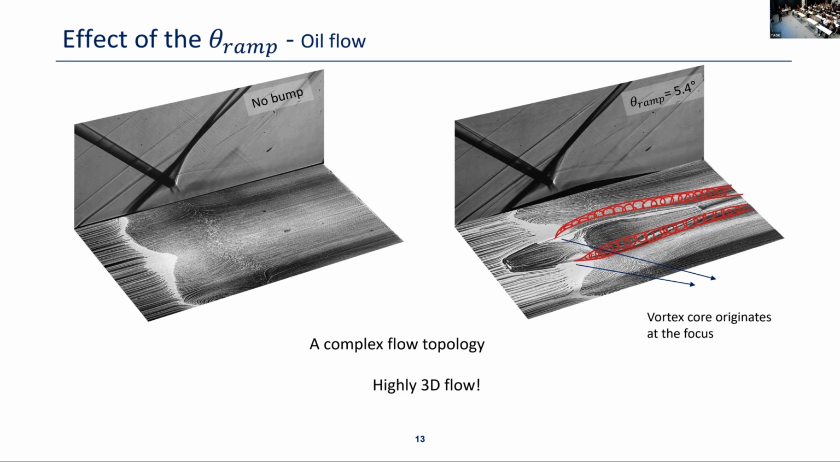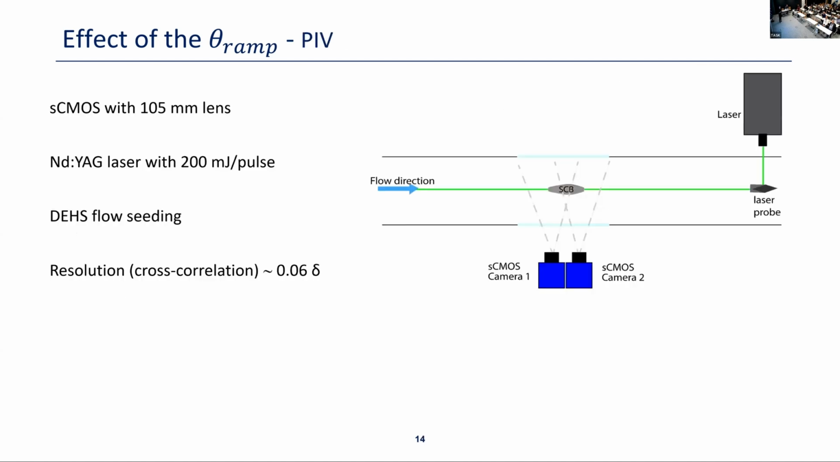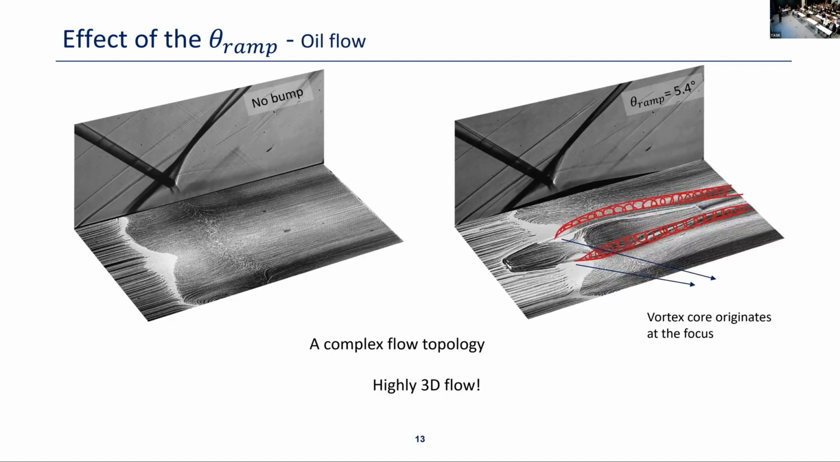Also, we realized that the mentioned vortex generation effects were quite present in the bump cases in the oil flow. And this is what previous research also suggests: that these vortices most probably originate over these focal points and then travel downstream. But this is a quite three-dimensional and highly complex topology.